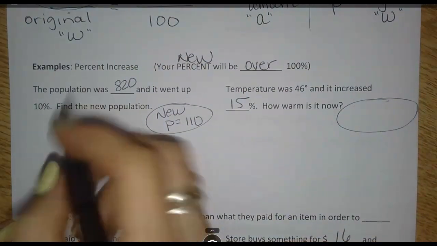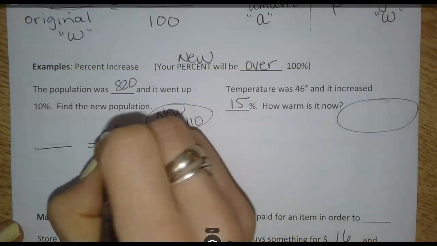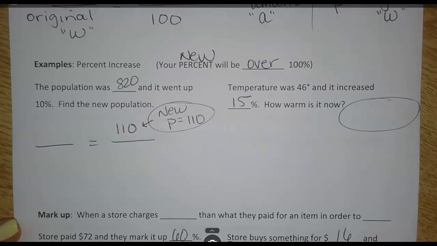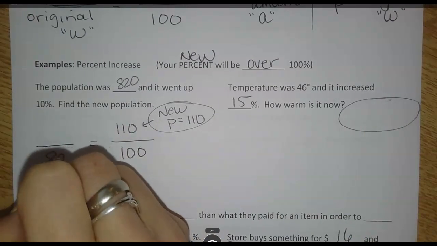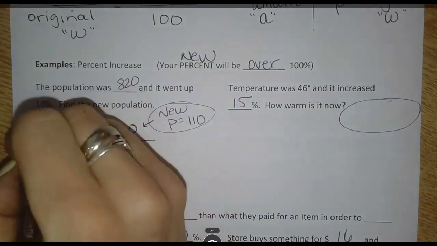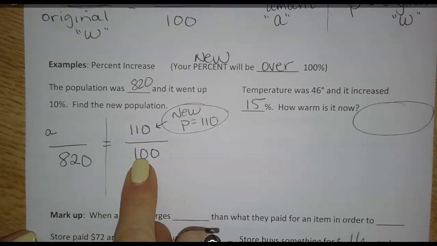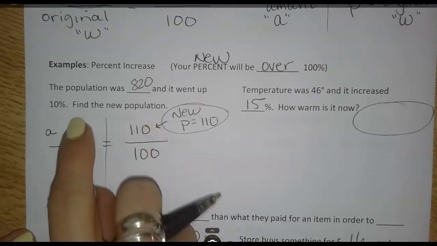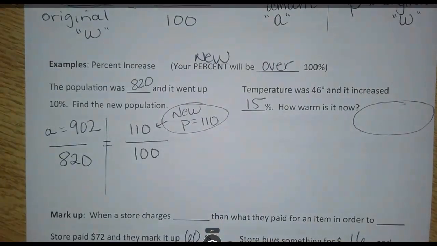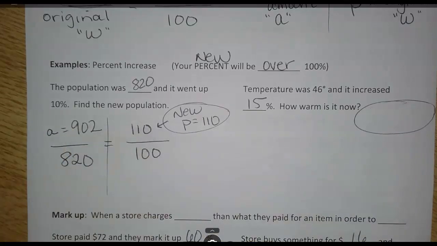So I'll do this one as the proportion. I'm going to put in that 110 for my new percent. This is always 100. And then the original amount is always the W, or down here in the whole, for the whole. And I'm looking for A, the part. So we can simply cross multiply that. Pause if you want to type it into your calculator. I cross multiplied and I got 902 is the new population. And that makes sense. It went up 10%. Now it's about 900.